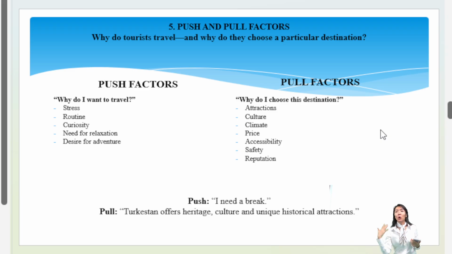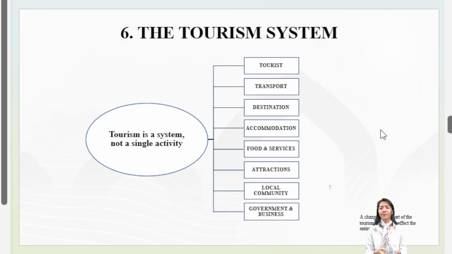I want to go to France, for example. Pull factors mean that Turkestan offers heritage, culture, and unique historical attractions. That's why it's very important. Pull factors and push factors are different from each other, but they are related to each other at the same time, simultaneously. That's why we should understand push and pull factors.